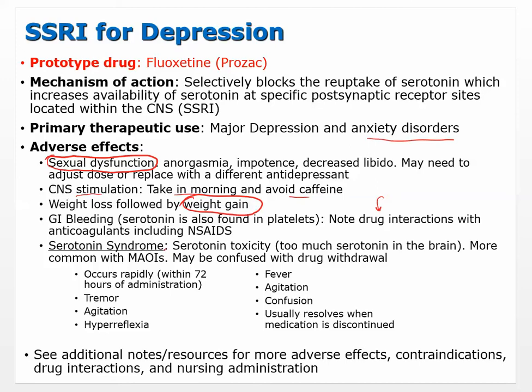Serotonin syndrome. We talked about that a little bit before, but serotonin syndrome is serotonin toxicity, which is too much serotonin in the brain. Makes sense. You're blocking the reuptake, you're leaving more in the synapses. It has a heightened effect, and in some people, they may experience toxicity from this. It's often confused with drug withdrawal, so it's a lot of times hard to recognize. In fact, that can be a problem. It's more common with MAOIs, especially in people who are also taking MAOIs.